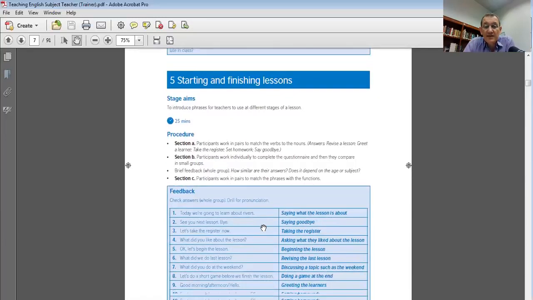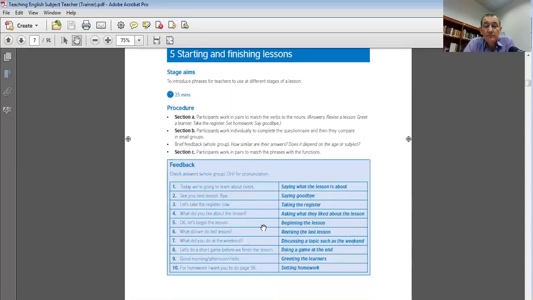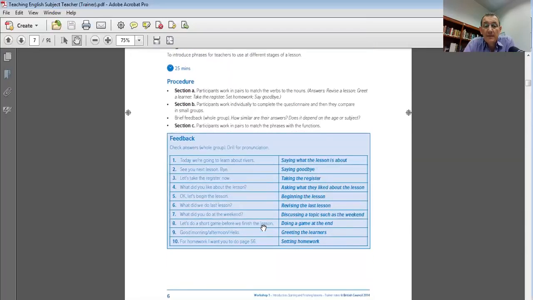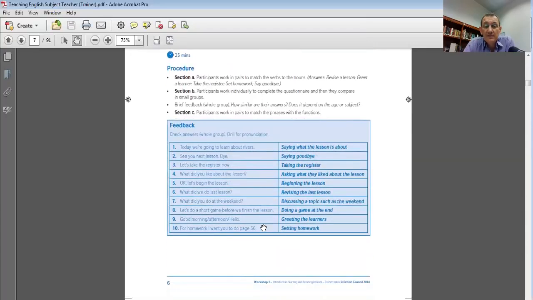Stage 5, starting and finishing lessons. You will introduce phrases for teachers to use at different stages of a lesson. Under the procedure, this is a 25-minute exercise. Section A, participants work in pairs to match the verbs to the nouns. You have the answers there. Revise a lesson, greet a learner, take the register, etc.